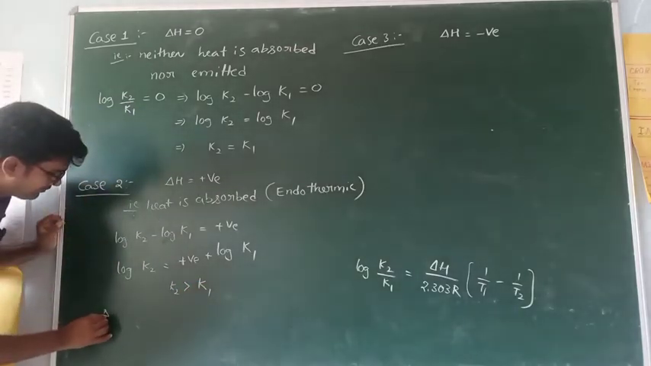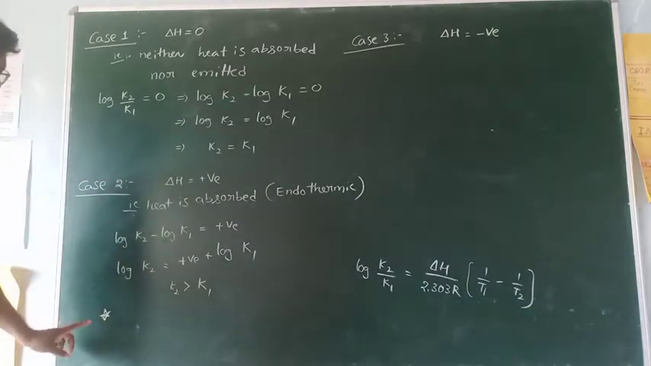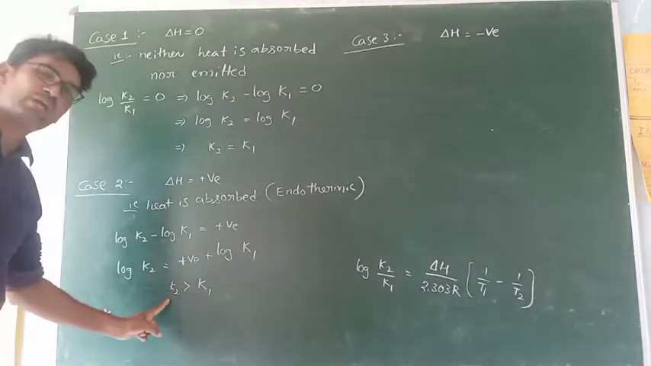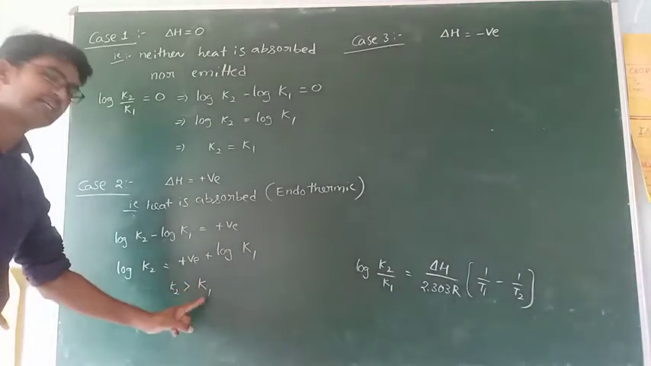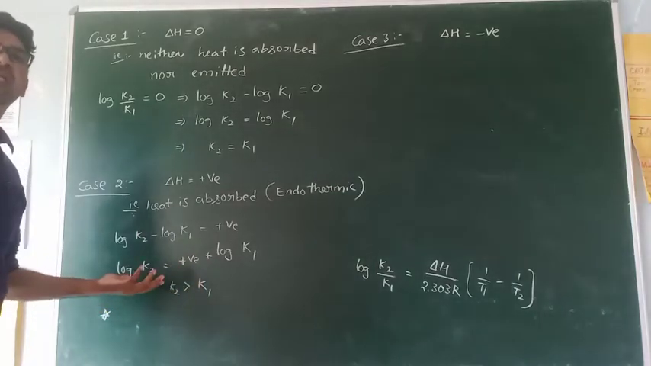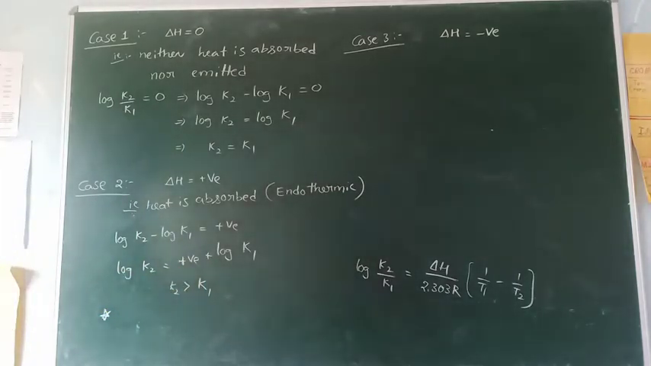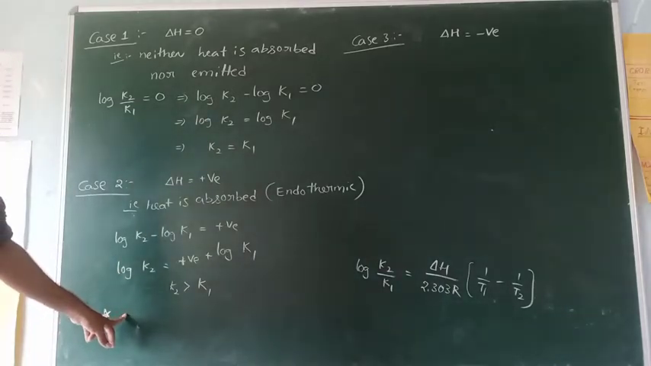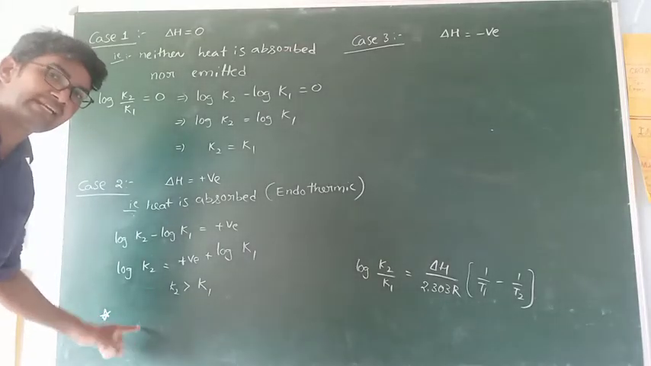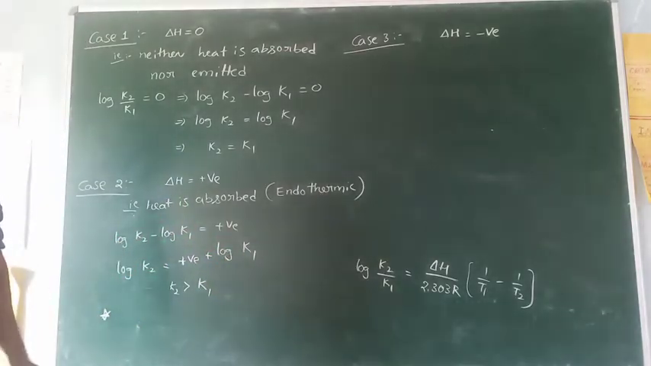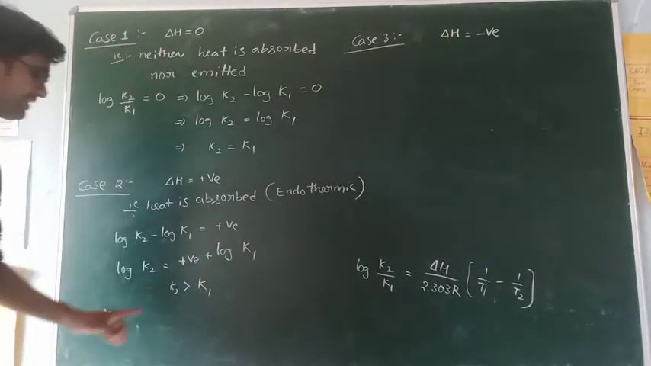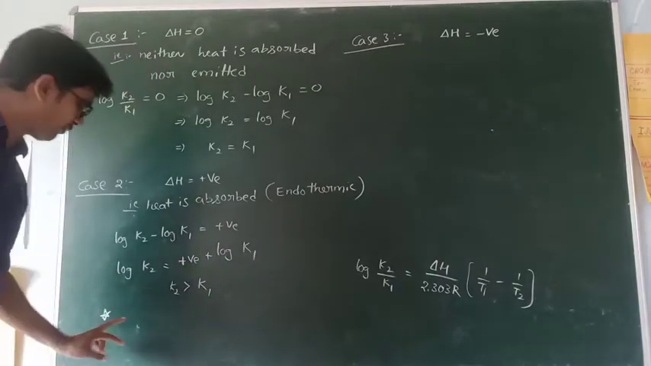Now write this point. Very clear, very important point. K1 at T1 temperature, K2 at T2 temperature. As the temperature increases, the equilibrium constant value also increases. So write down here: equilibrium constant is higher at higher temperature in case of endothermic reaction.